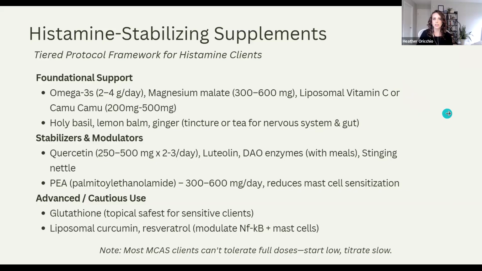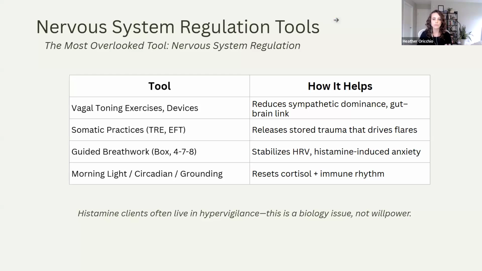So nervous system regulation tools. Again, this is the most overlooked part of it, but it's really one of the most important things. There are different vagal toning exercises or devices. There are lots of gadgets out there, which are great. Just a word of caution, I would not follow the directions on there, because sometimes it'll say use this for 8 hours as a vagus nerve stimulating device. That could cause somebody to herx. So every intervention you use with these clients needs to be low and slow.